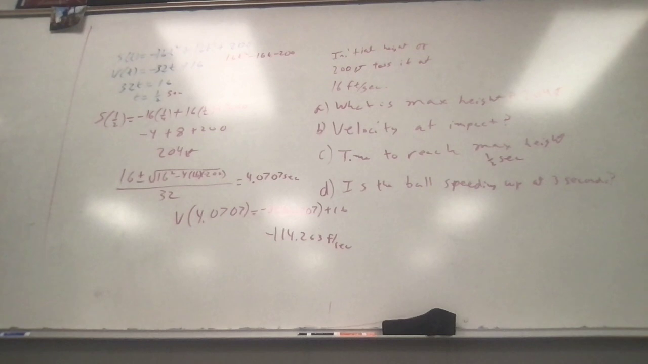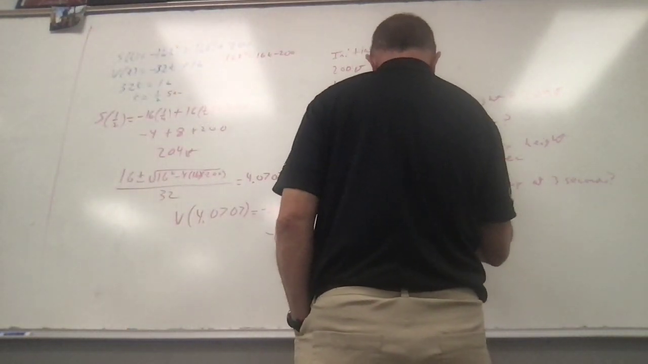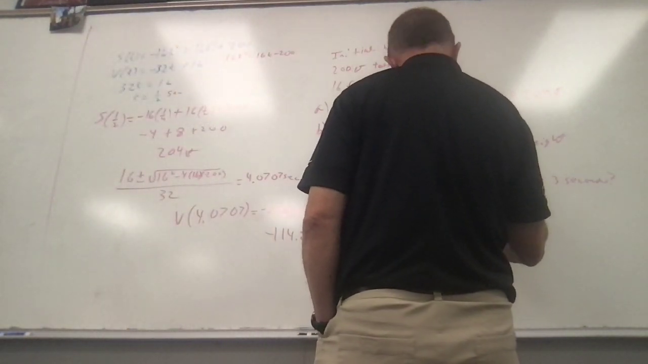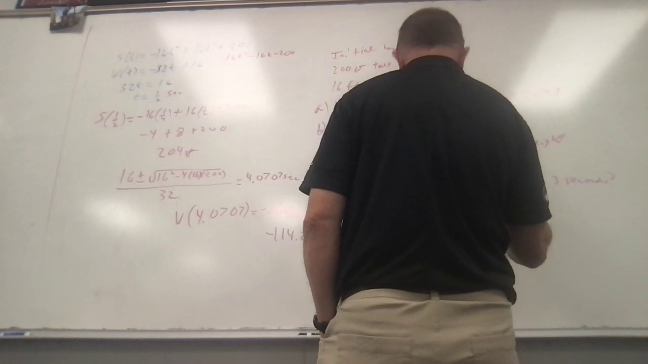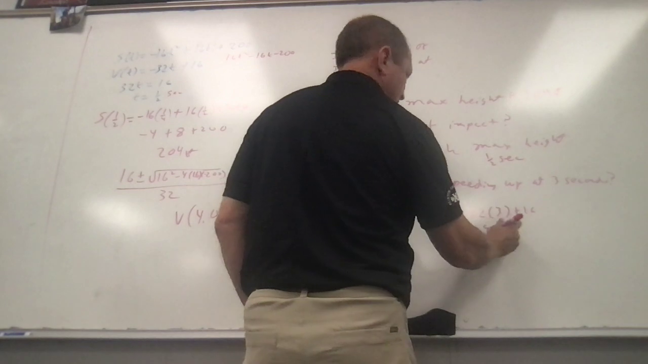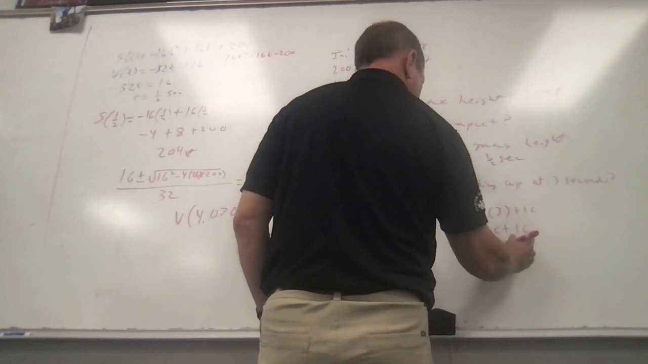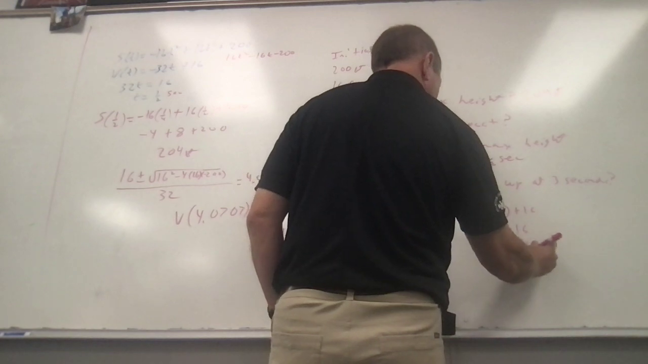All right, so we want to know, is it speeding up? We know it's going to be speeding up at 3 seconds, but we need the proof behind it. So what is V of 3? V of 3 would be negative 32 times 3 plus 16. So that's going to be negative 96 plus 16, which would be negative 80. So negative 80 feet per second.